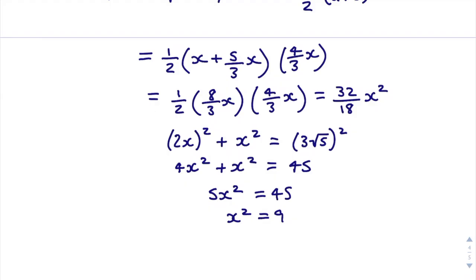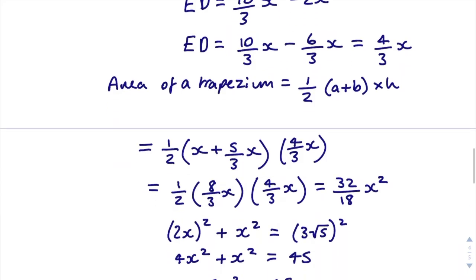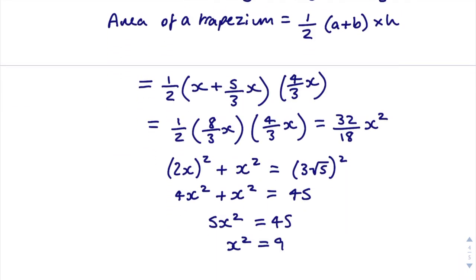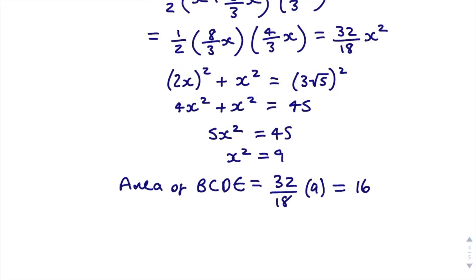So now I've got a value for x squared, which I can then substitute into the expression 32 over 18 x squared. So the area of BCDE will equal 32/18 multiplied by 9. Well, 9 over 18 is a half, and a half of 32 is 16 units squared. And that is our final answer.